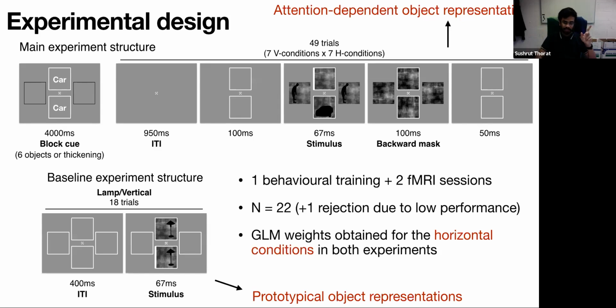Now, each participant does a behavioral training experiment and 2 fMRI sessions. So we have quite some data. We tested 23 participants, and we had to reject 1 because that participant performed very poorly. And we execute general linear models for the horizontal condition, specifically in this case, and obtain the object representations for both the baseline experiment and the main experiment. Now let's dig into the results.